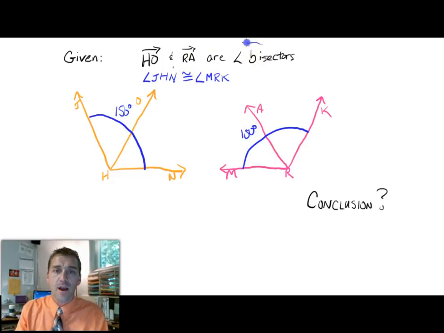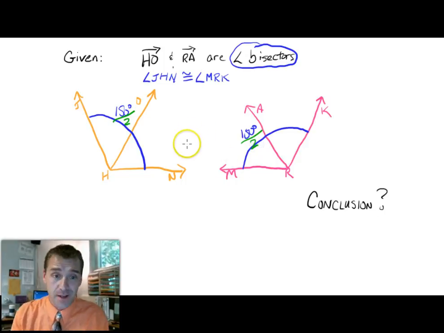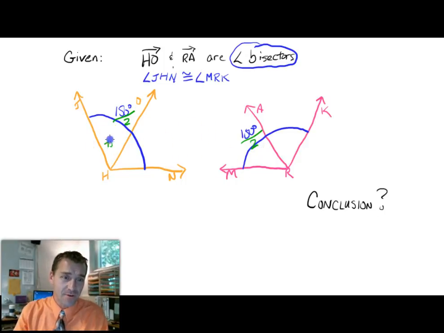Well, if I know that I have ray RA bisecting the bigger angle, and at the same time I have ray HO bisecting that big angle, I'm going to use green just because I said that. That means my divisions, if I divided that in two because it's bisected, and divided that in two because it's bisected, that would make this 75 degrees, and this 75 degrees, and this 75 degrees, and this 75 degrees.